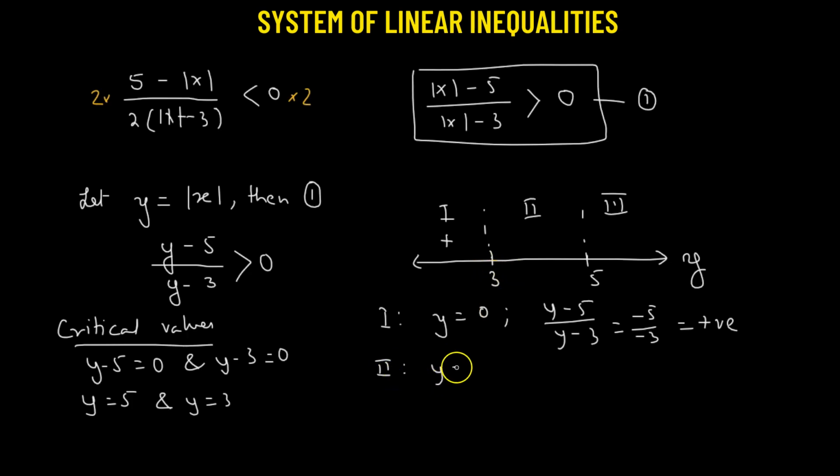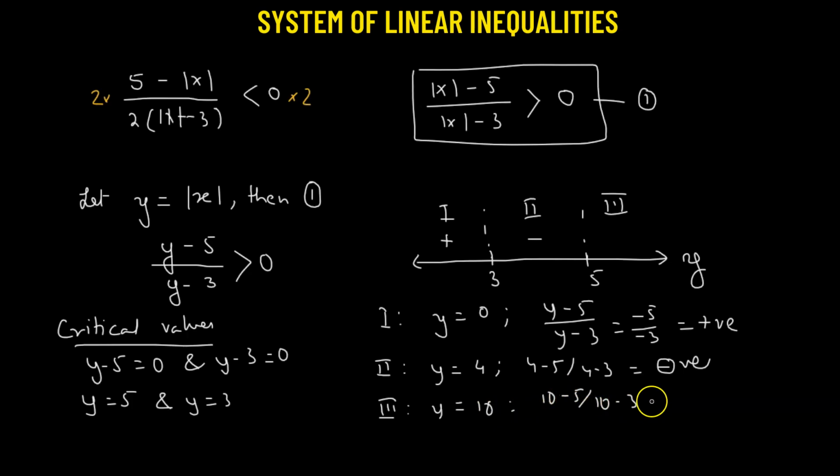Then we come to region number 2. In region number 2, we'll take a value between 3 and 5. Let's take 4. So we'll have 4 minus 5 divided by 4 minus 3, and this is going to give us a negative number. So any value taken between 3 and 5 in region number 2 is going to give us negative. And finally, in region number 3, let's take 10. In that case, we have 10 minus 5 divided by 10 minus 3, which is going to be a positive value. Region 2 gives us a negative value, and region 1 gives us a positive value.